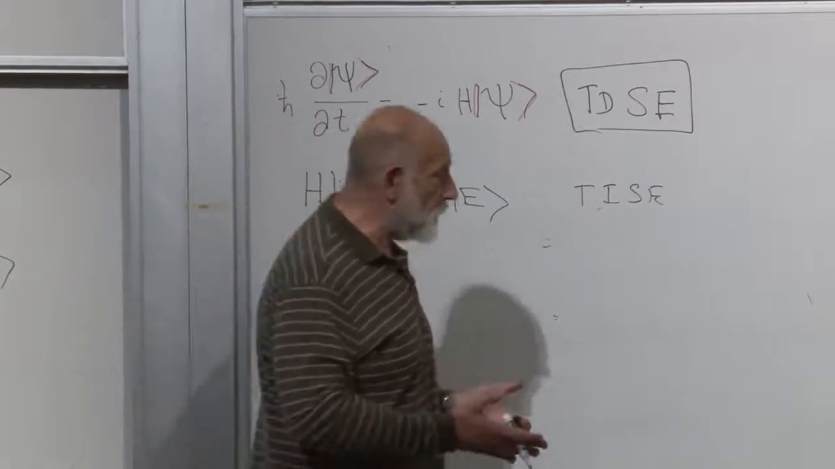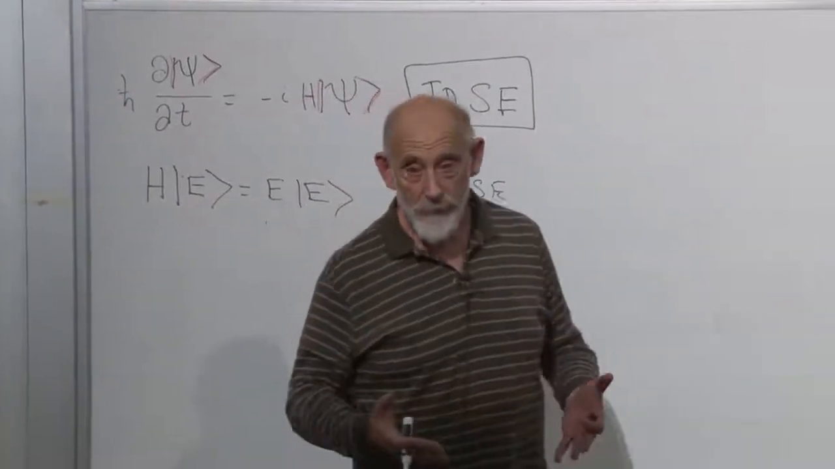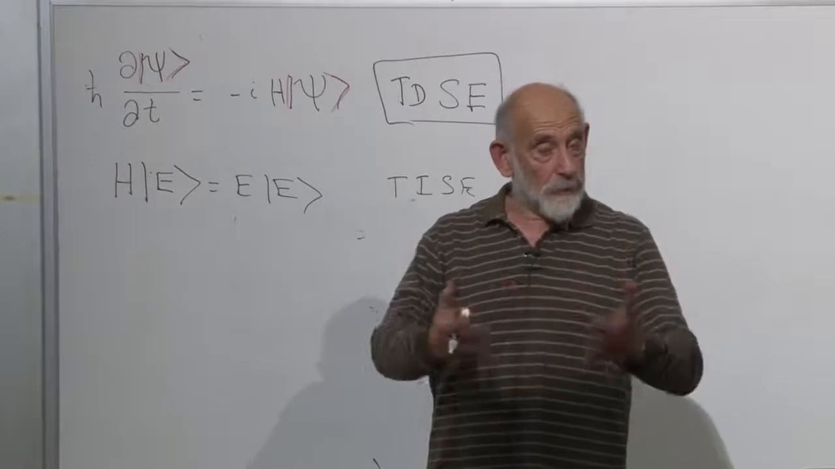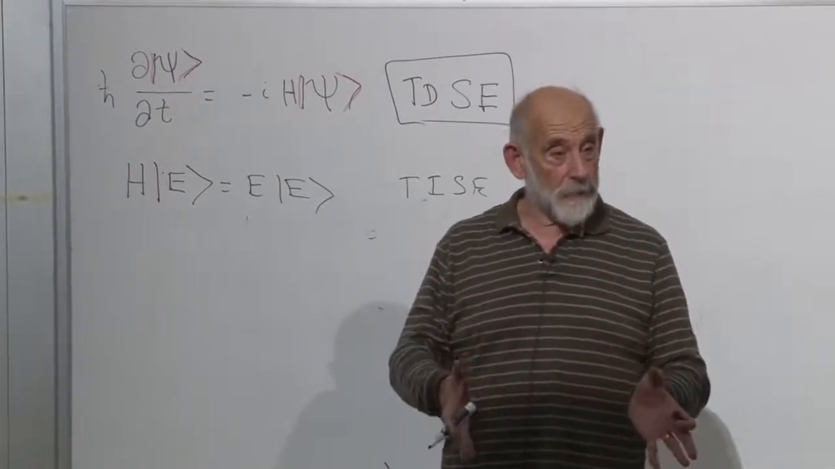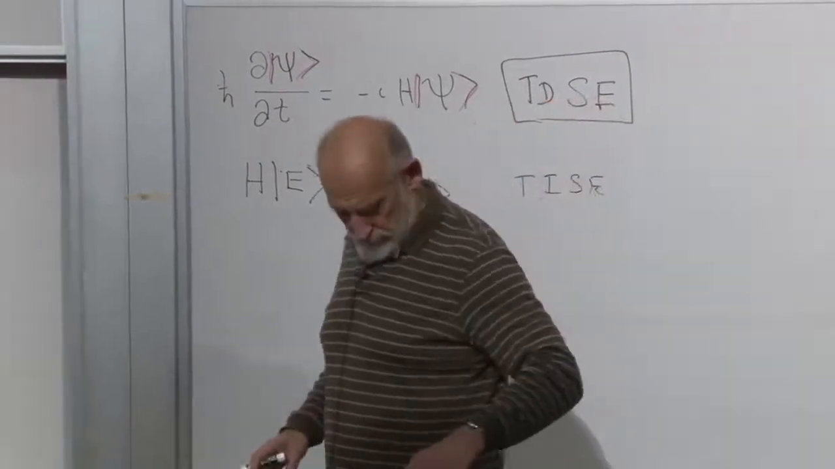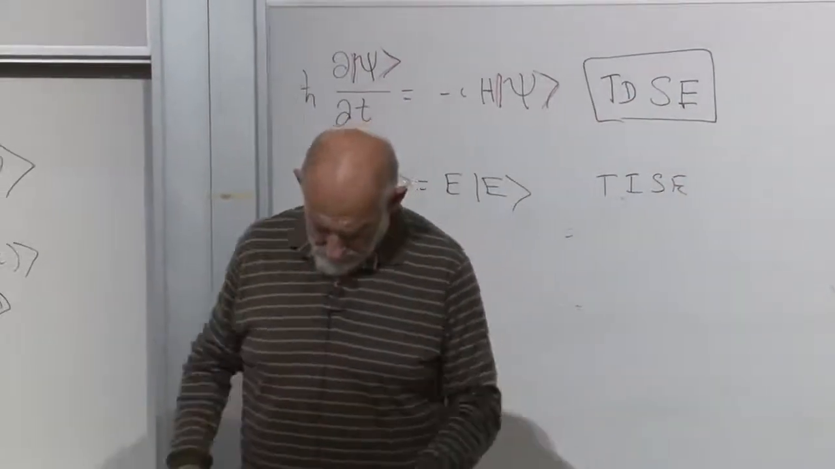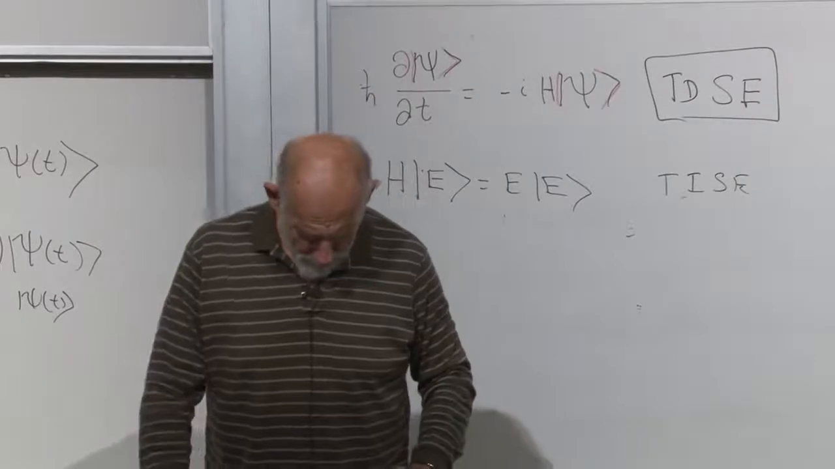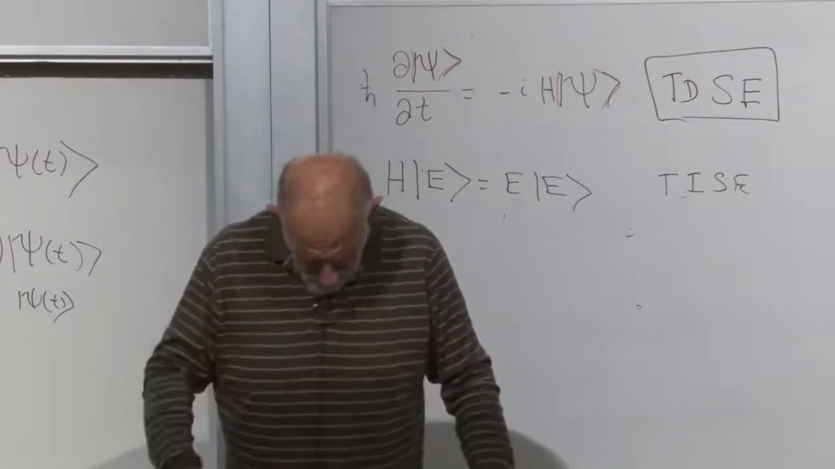Anybody remember the answer, how an eigenvector changes with time? It just gets multiplied by e to the I times the energy times time. Okay, so that we can go through that. It's in the notes. Go back to it and check it out.